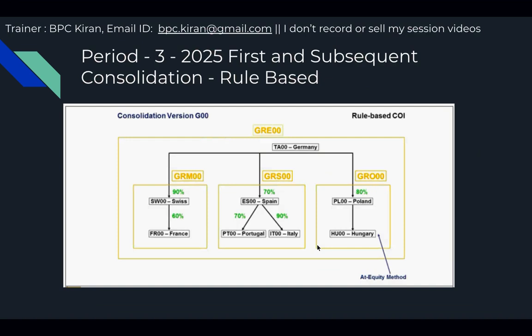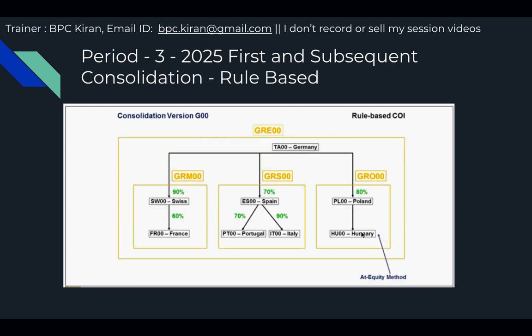In rule based you can do total divestitures, first consolidation, subsequent consolidation, capital increase, investment increase. Only these things can be done in rule based. So we are going to maintain this rule based approach in a separate version. As you know, activity based and rule based cannot both be implemented in the same version. For the same structure, I said that in rule based, at equity method automation is not possible, so you have to post manual entries.